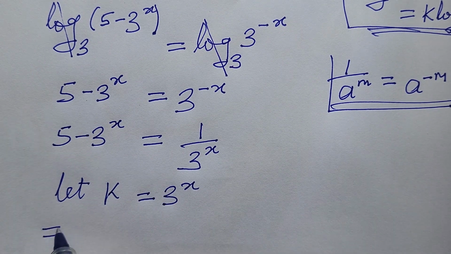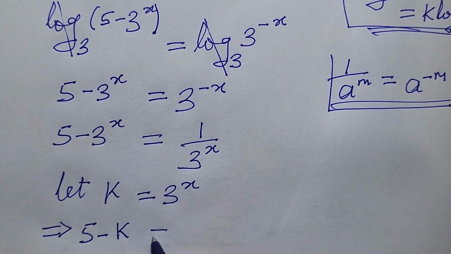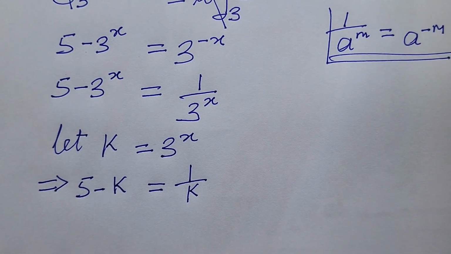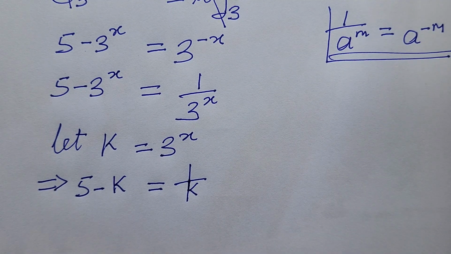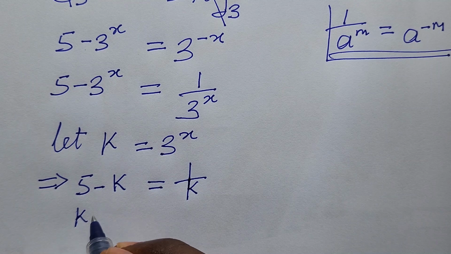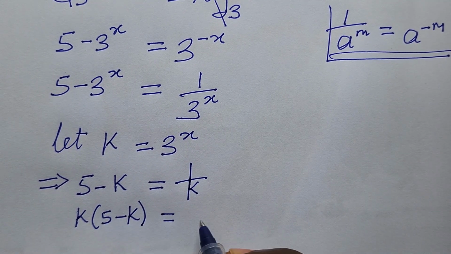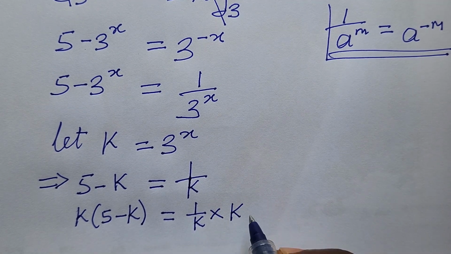So first, this gives us 5 - k is equal to 1 all over k. Then let's eliminate this guy here by multiplying through by k. So this is going to give us k times (5 - k) close bracket equal to 1 all over k times k here.